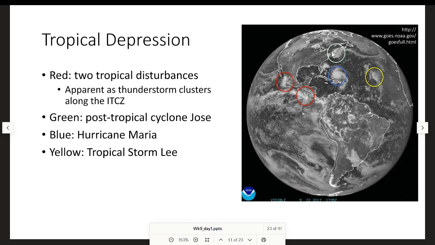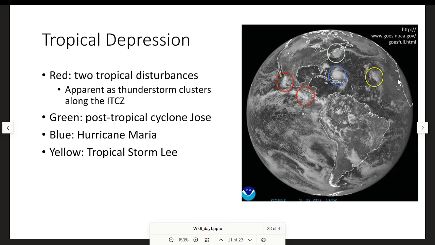Green here, this is post-tropical cyclone Jose. So post meaning it's not anymore, but it was. So what happened was it probably moved off the coast of Africa, and then it got sucked up by the jet stream, and now it's remnants, and it's going to be shipped off to Europe.